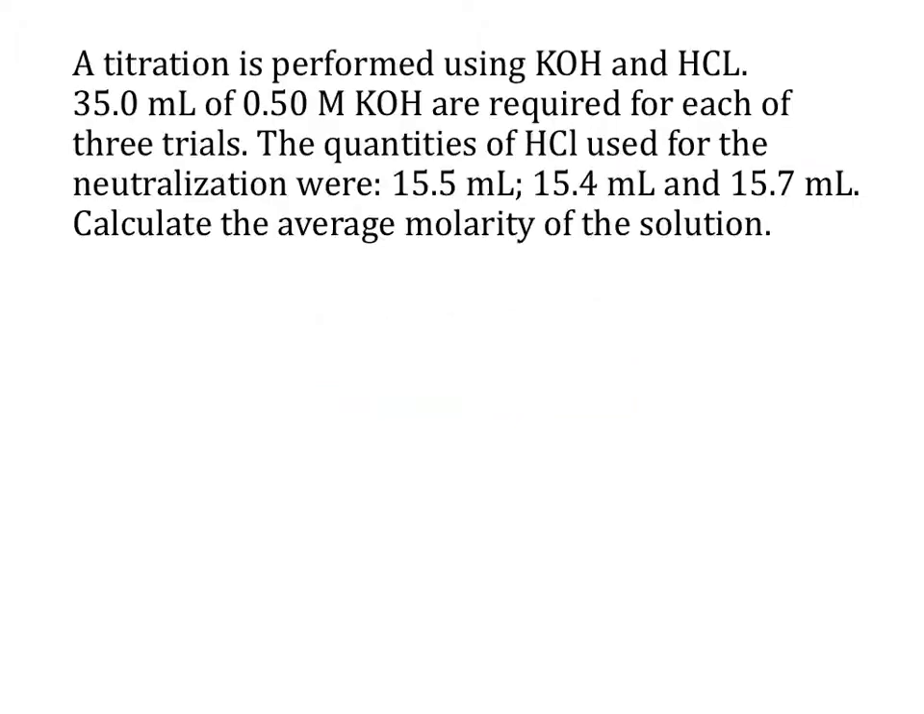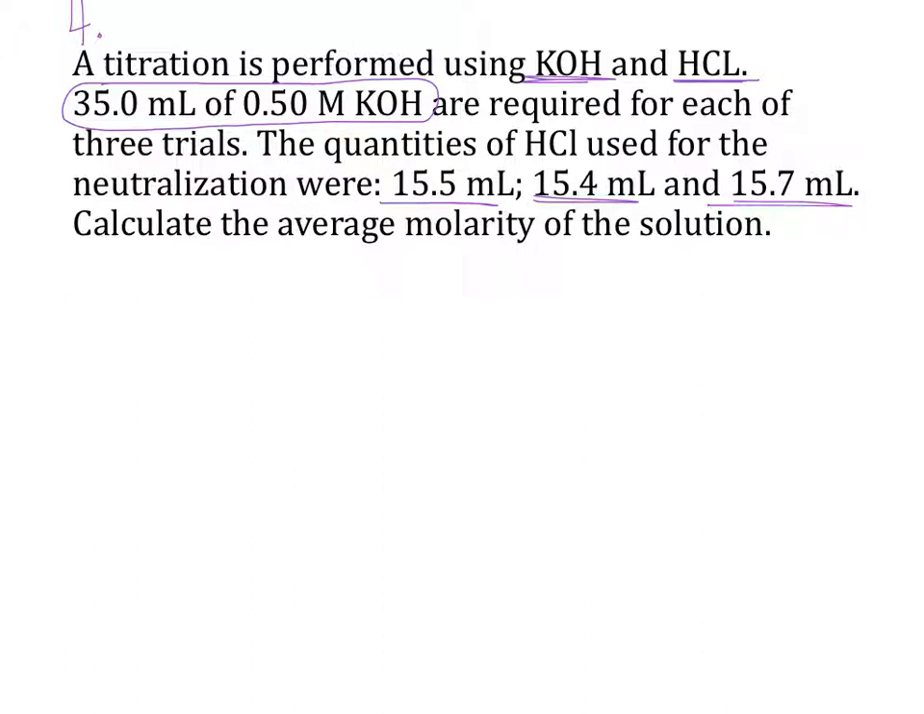Okay, let's go. The first problem I have for you today is number 4 from your worksheet. It says a titration is performed using KOH as your base and HCl as your acid. 35 milliliters of 0.5 M KOH are required for each of the 3 trials. The quantities of HCl used for the neutralization were 15.5 milliliters, 15.4 milliliters, and 15.7 milliliters. Calculate the average molarity of the solution.